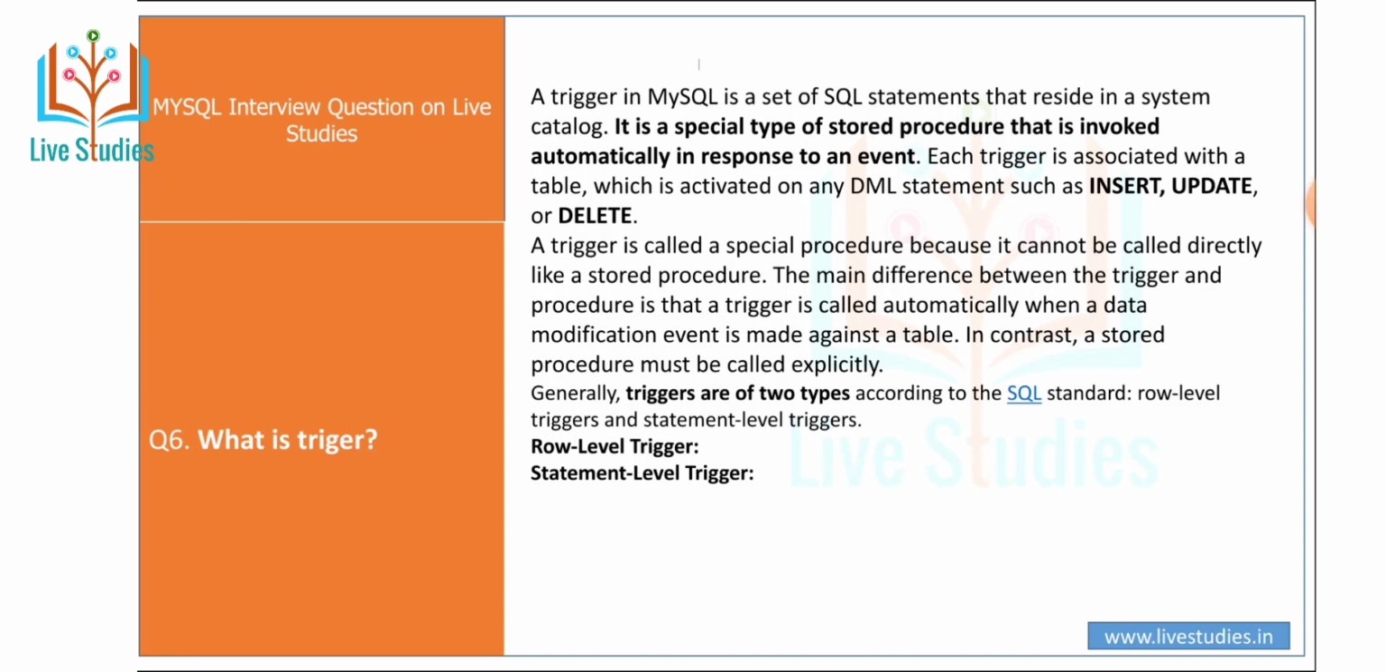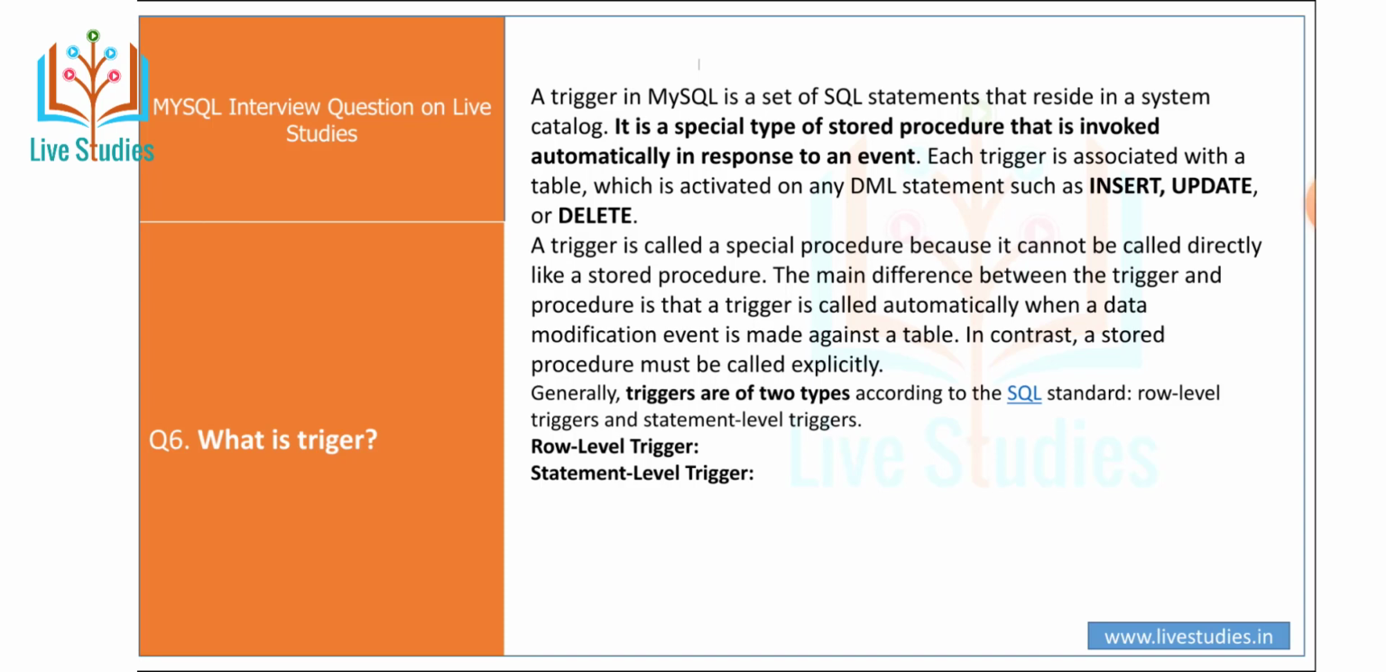A trigger is called a special procedure because it can't be called directly like a stored procedure. The main difference between a trigger and a procedure is that a trigger is called automatically when a data modification event is made against a table, whereas a stored procedure must be called explicitly.